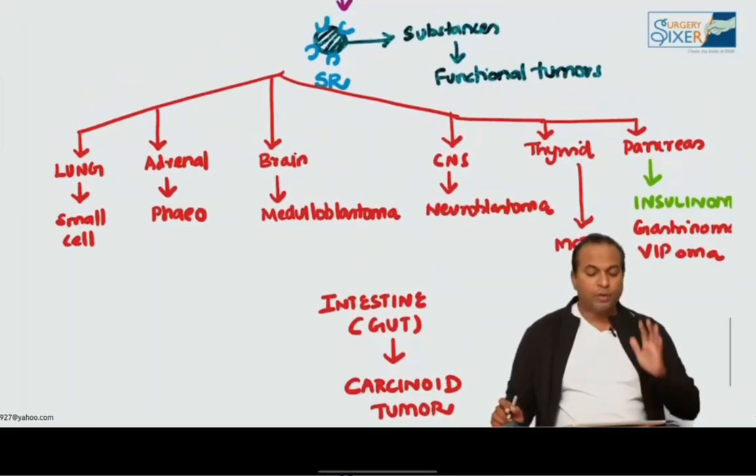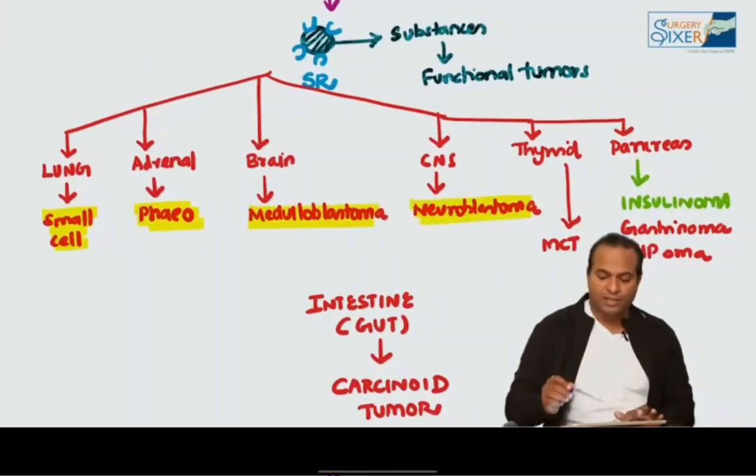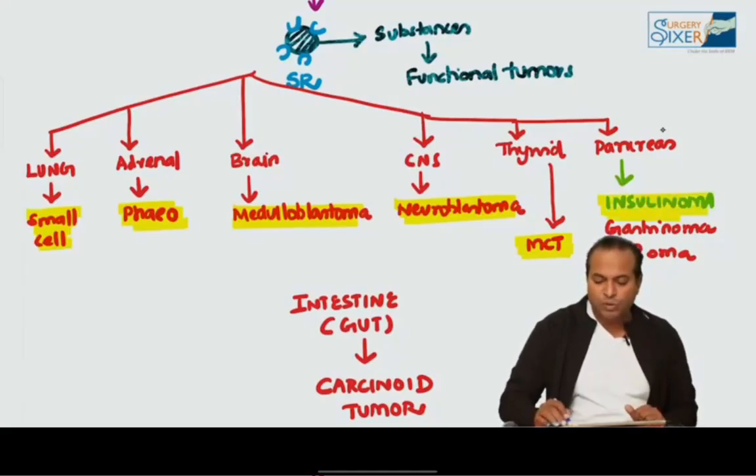So please don't forget, neuroendocrine tumor can happen in lungs known as small cell cancer, adrenal known as pheochromocytoma, brain known as medulloblastoma, CNS known as neuroblastoma, thyroid known as medullary cancer, and pancreas known as insulinoma, gastrinoma, and VIPoma.